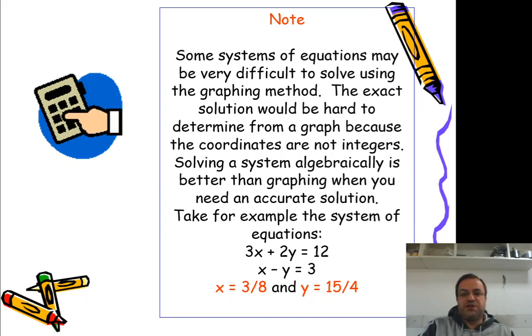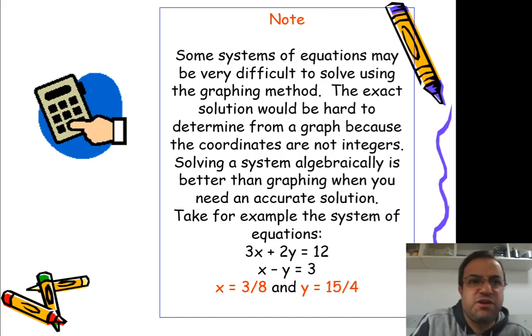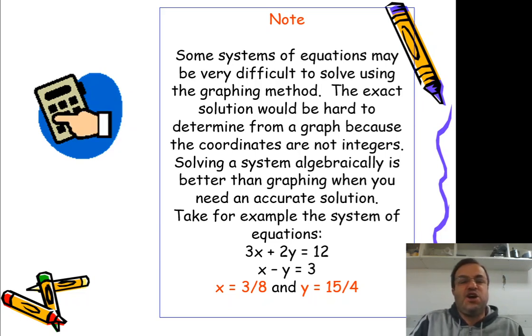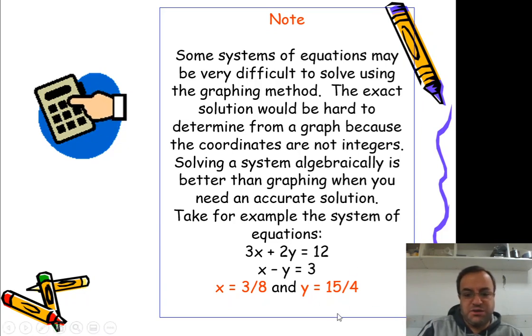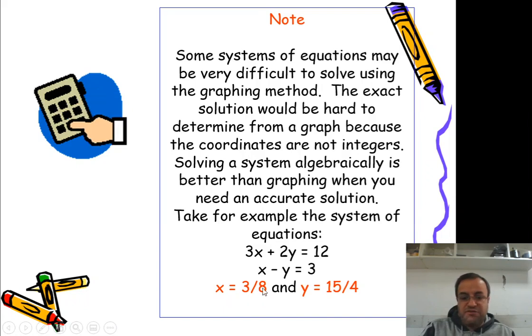Note, some systems of equations may be very difficult to solve using the graphing method. I solved the system by graphing and the two lines intersected, but it was very hard to get the exact abscissa, the exact ordinate and the exact solution. For example, as you see here, if we solve this system, we will get that x equal 3 over 8 and y equal 15 over 4. The abscissa 3 over 8 cannot be exactly located on our coordinate system, and the ordinate y equal 15 over 4 also cannot be exactly located on the coordinate system.